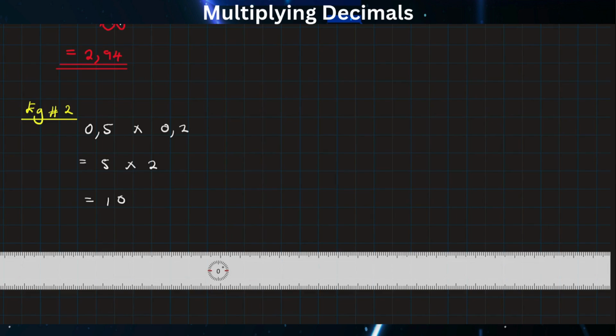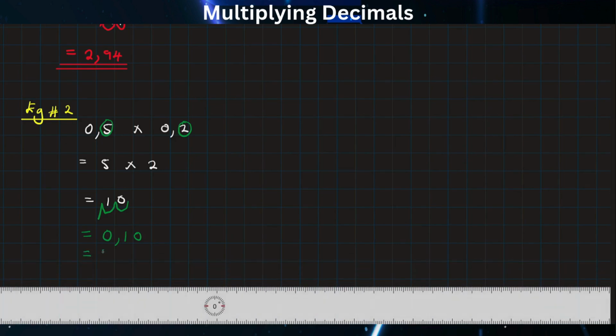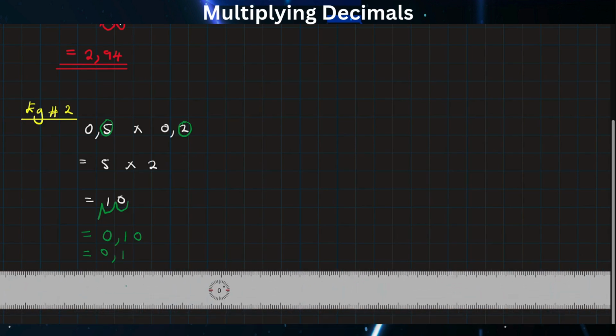Therefore, we do the same. We count the decimals. 1, 2. So our answer should have 2 decimals after the point. So we said they are counted from right to left. So I'm going to count 1, 2. So that's the point. But there's no number in front, so it's going to be replaced by 0. So it's going to be 0.10, which is as good as 0.1. Done.